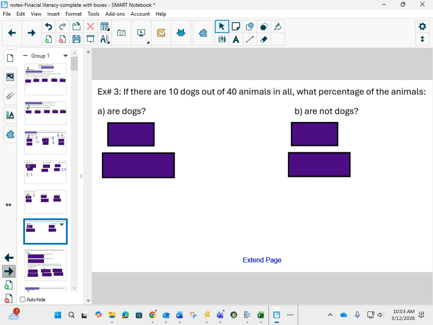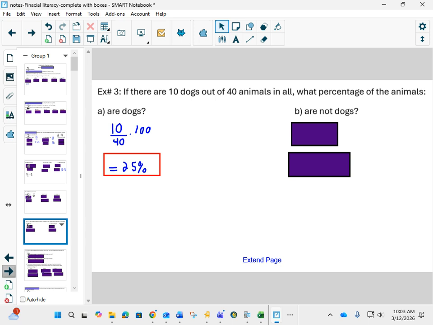If there are 10 dogs out of 40 animals in total, what percentage are dogs? How would we do that? 10 out of 40, so we write that first, 25. Times it by 100 to get the percentage. 25%. How many are not dogs? 75.